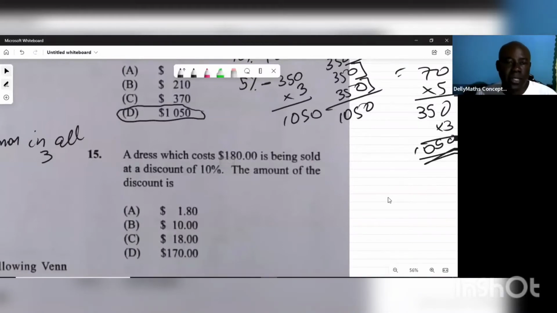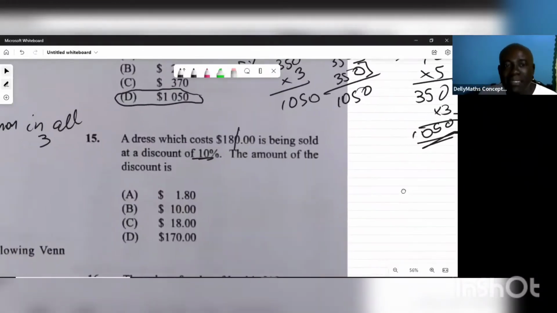Now look at this question. You see the 10% thing that we're talking about coming out. It says a dress which costs $180 is sold at a discount of 10%. The amount of the discount is what? I just told you that 10% means to drop off a 0. So that is $18 is the discount.